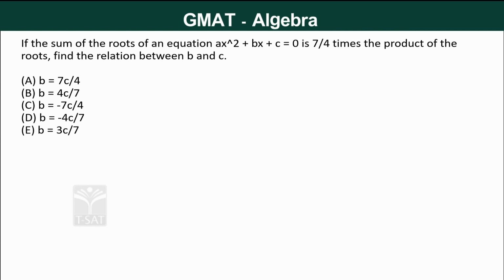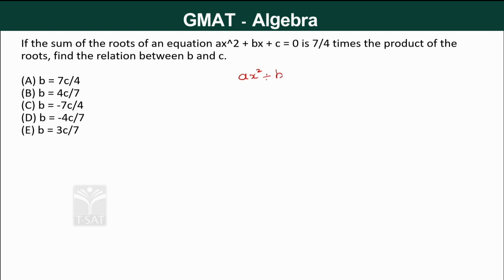If the sum of the roots of an equation ax square plus bx plus c is equal to 0 is 7 by 4 times the product of the roots, find the relation between b and c. Okay, so for this you must be knowing the basic quadratic equation.